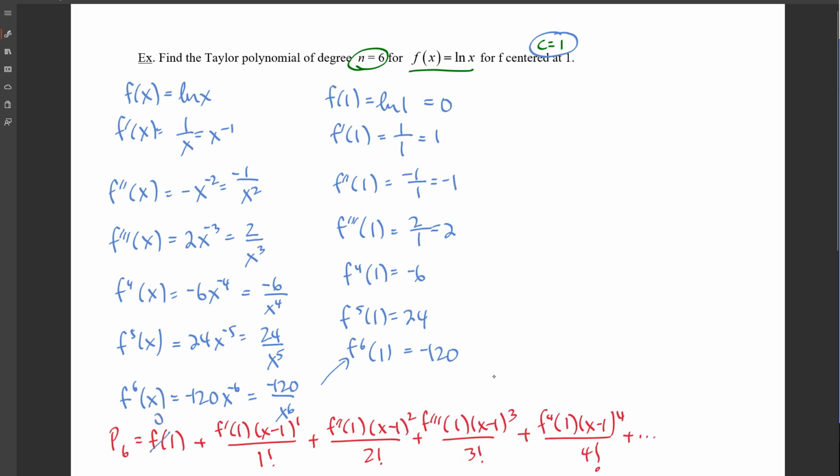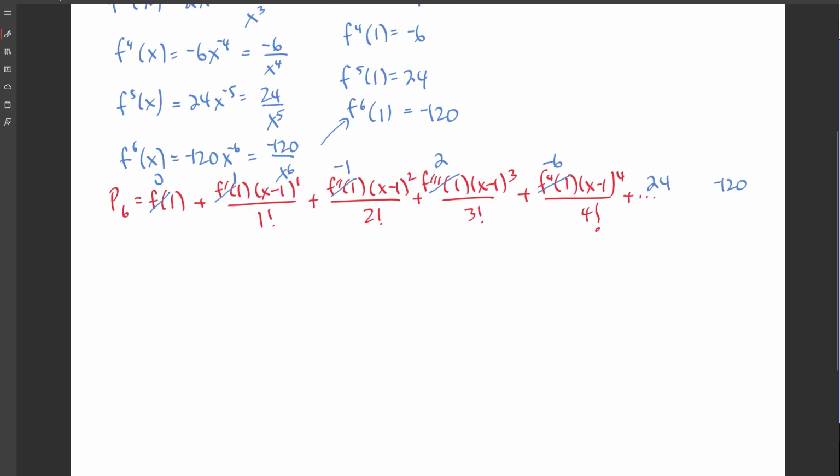This value is 0. This value is 1. The second derivative is negative 1. The third derivative is 2. The next one's negative 6. The next one's 24. And the next one's negative 120. So let's go ahead and rewrite this Taylor polynomial.